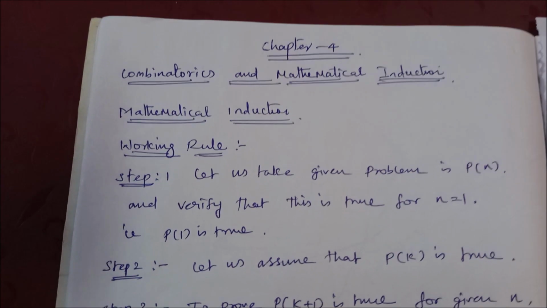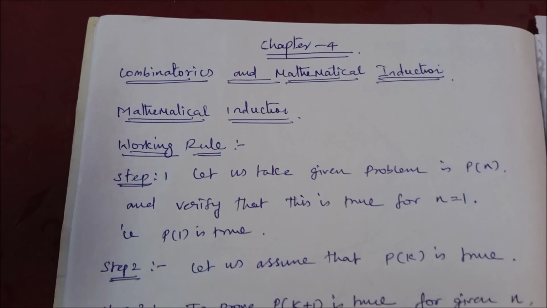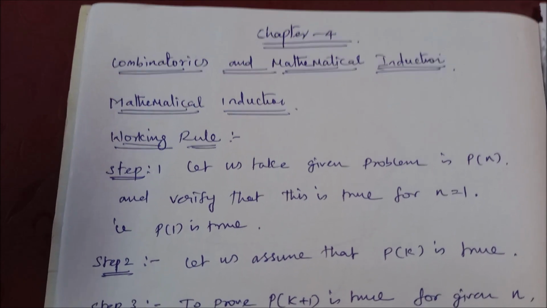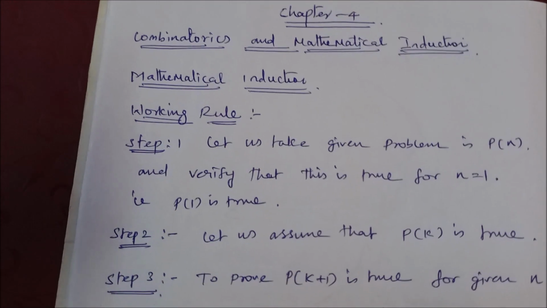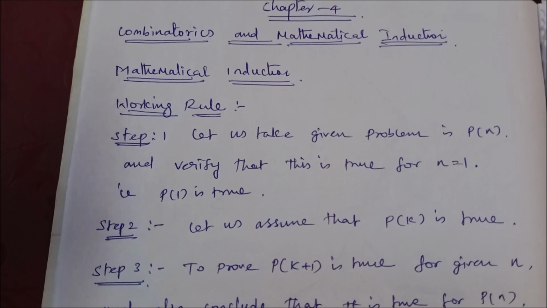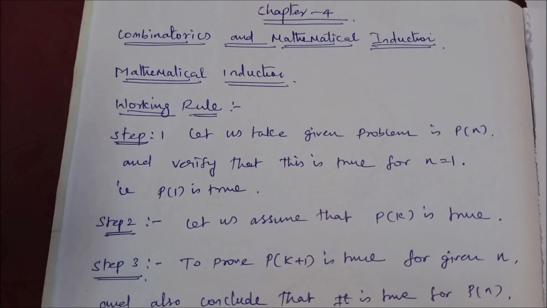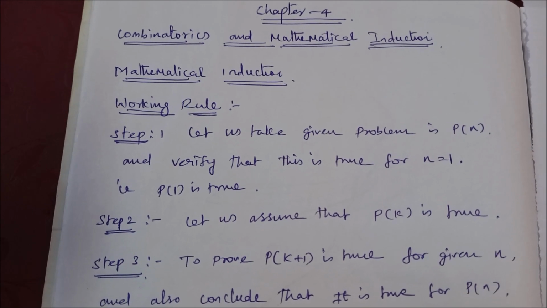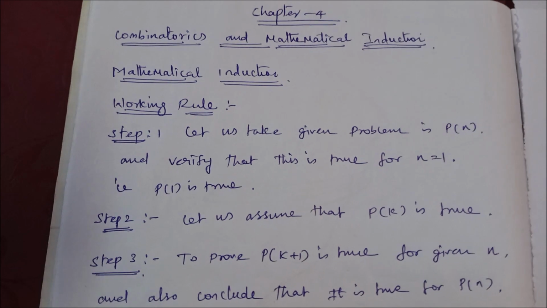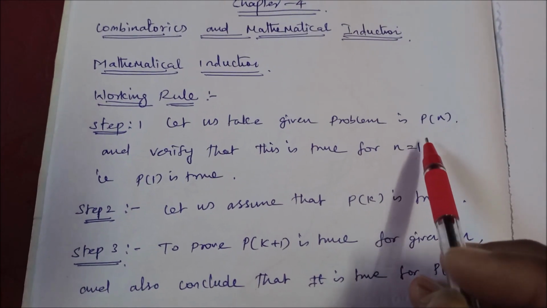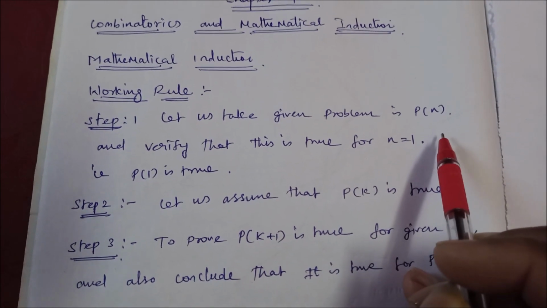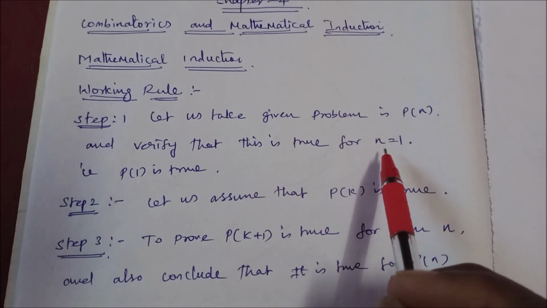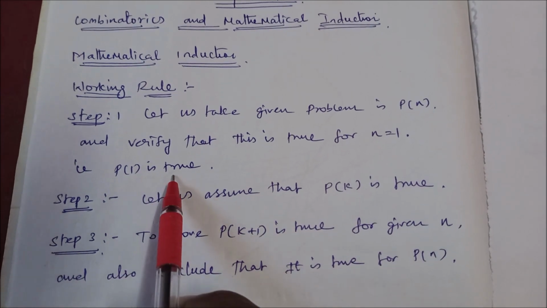Today we have discussed chapter 4, combination and mathematical induction. In the last exercise, 4.4 mathematical induction, we discussed this concept fully. The working rule for mathematical induction: let us take the given problem as P of n and verify that it is true for n equal to 1, that is, P of 1 is true.